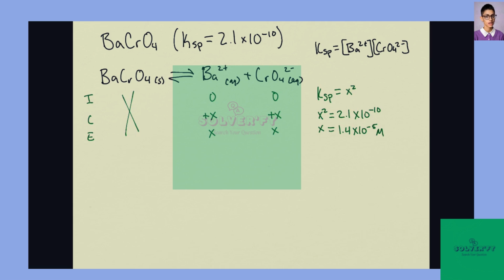And since there's a 1-to-1 ratio between BaCrO4 and each of our products, for every mole of Ba2+ and CrO4 2-, there's also 1 mole of BaCrO4. What that means is that we have a concentration of BaCrO4, which is also 1.4 times 10 to the negative 5th molar. So this is our molar solubility in water.